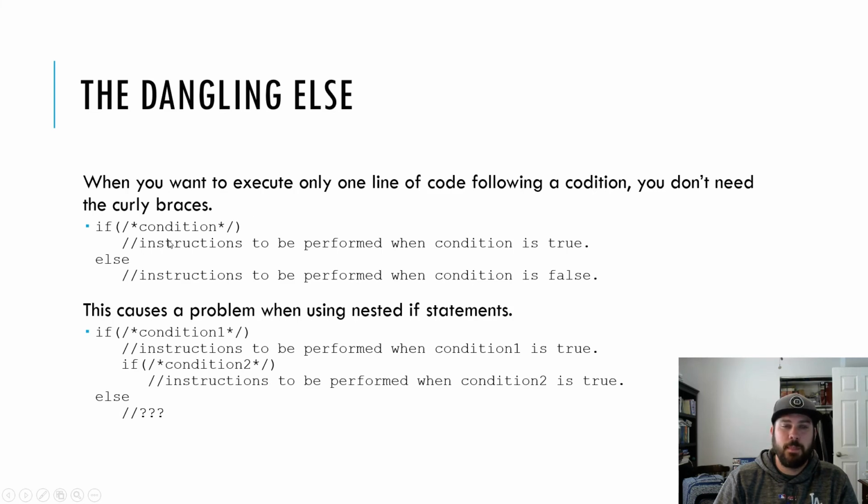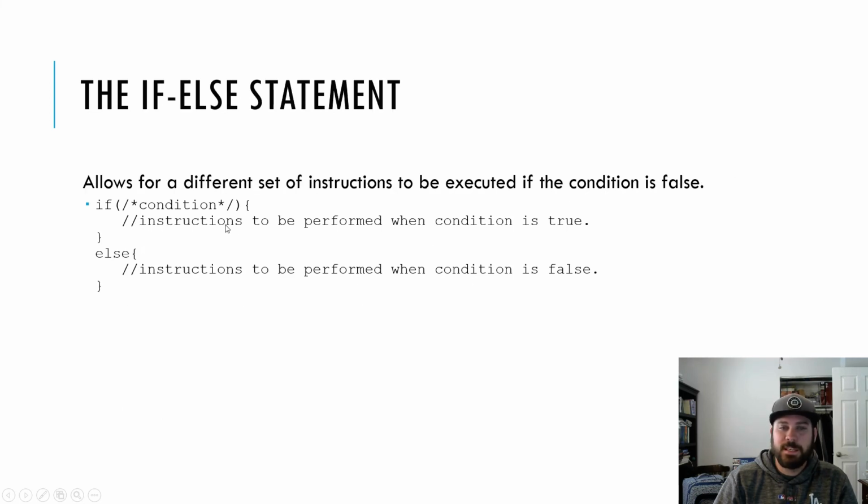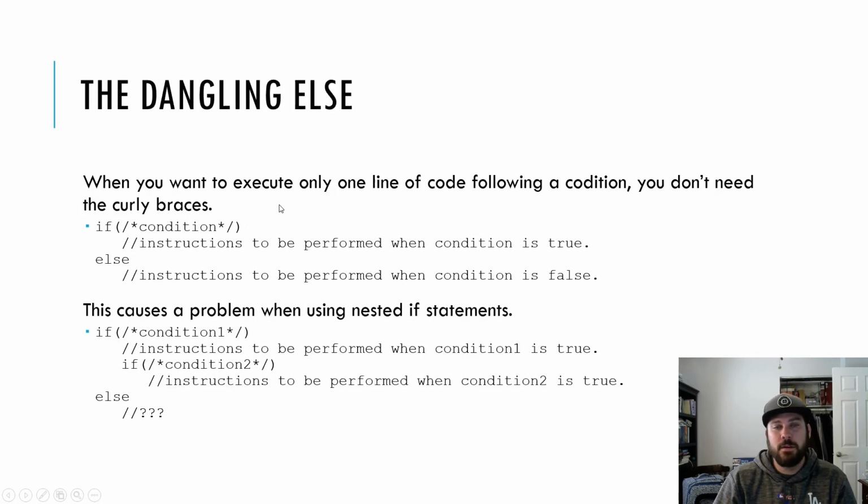So as I mentioned, I can include as many statements as I want in this body, but if I only want to have one statement, I can just put if this condition is true and then put one statement here, and I don't need those curly brackets. And then I can also do that with an else. So when the condition is false, I just execute this one statement here. So this only works if there's one line of code following the condition.